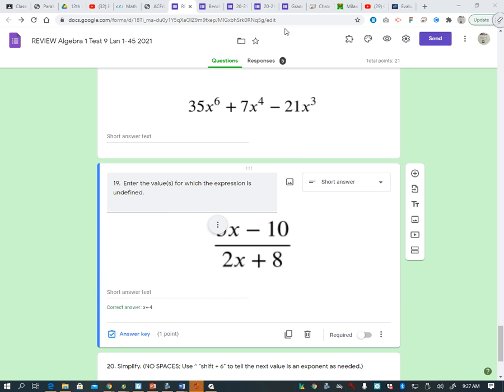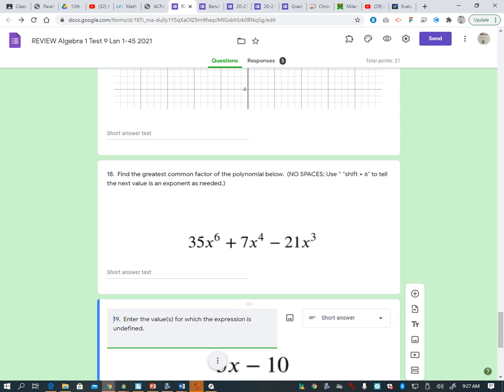All right, 18. Find the greatest common factor of the polynomial. We are trying to take as much out of every term as we can. What is the largest x value that I can take out of everything? X to the what can come out of everything? 3, because I can take 3 x's out of everything.